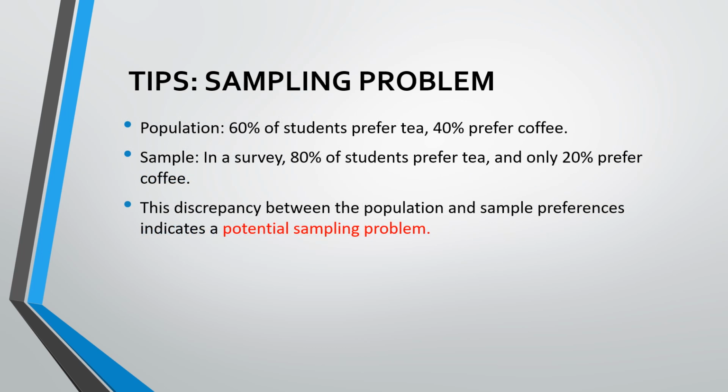Tips: sampling problem. Population: 60% of students prefer tea, 40% prefer coffee. Sample: in a survey, 80% of students prefer tea, and only 20% prefer coffee. This discrepancy between the population and sample preferences indicates a potential sampling problem.